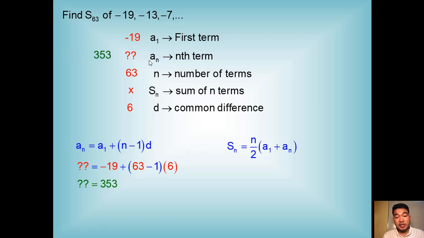And then, using the formula s sub n is equal to n over 2 times a sub 1 plus a sub n, we substitute the values. So s sub 63 is equal to 63 over 2 times the quantity of negative 19 plus 353. Simplifying it further, you will have the sum of the first 63 terms, which is equal to 10,521.